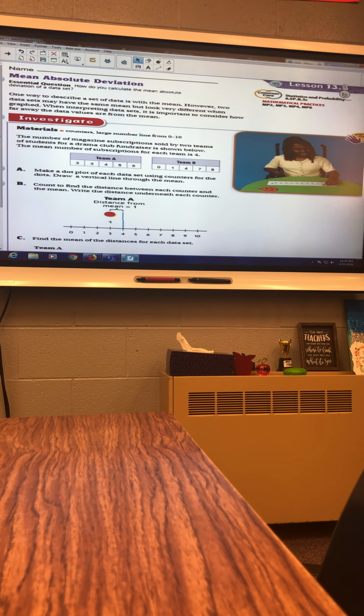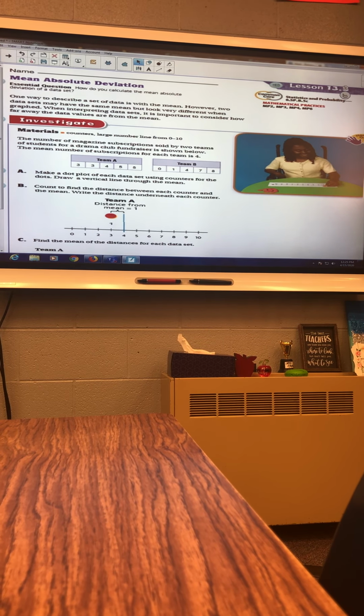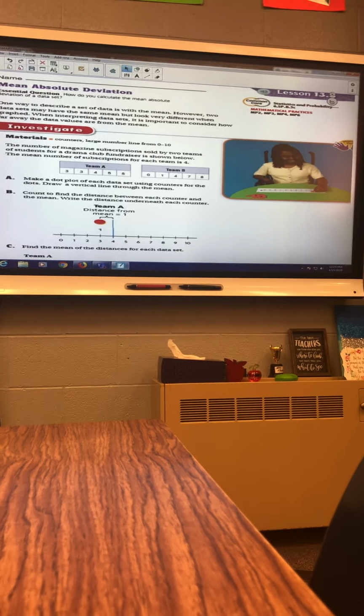Guys, mean absolute deviation today. It's a big word with a big definition, but it's not confusing. So as long as you know how to find the mean or the average, and as long as you know how to subtract, this should be no problem.